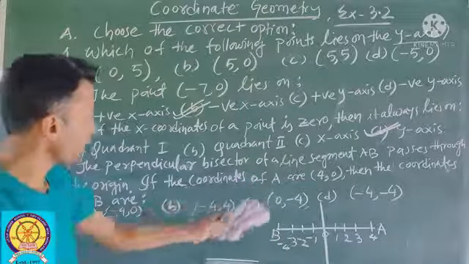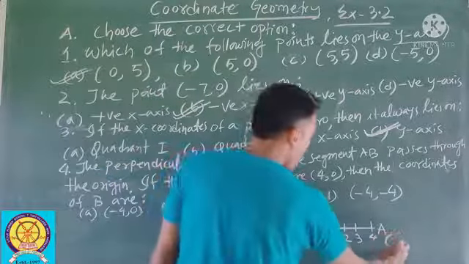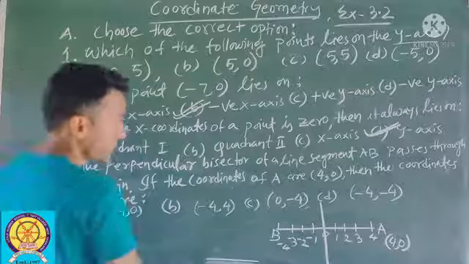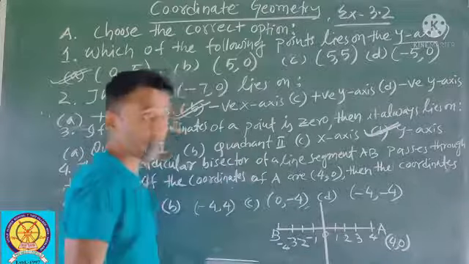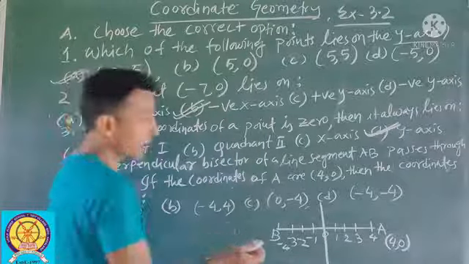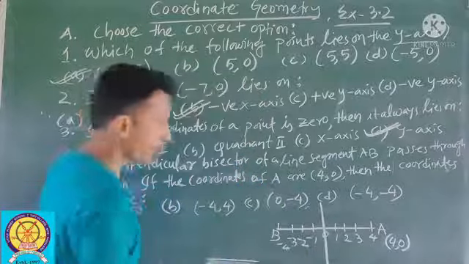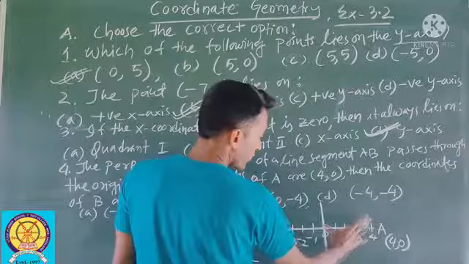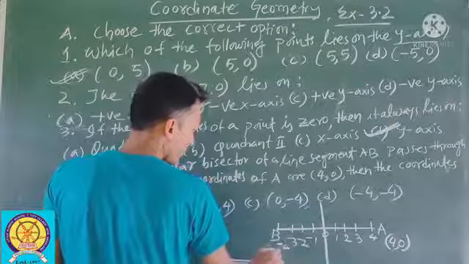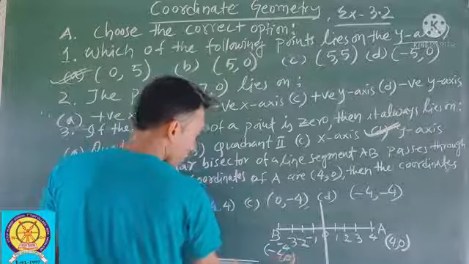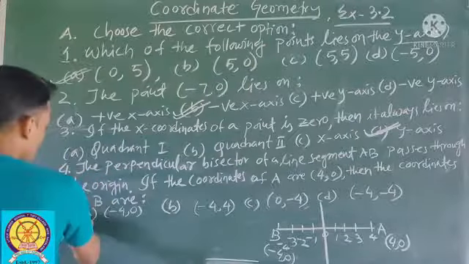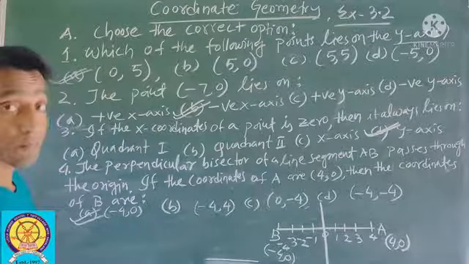If the coordinates of A are given (4, 0), then the coordinates of B are... When a perpendicular bisector is drawn, it divides the line segment AB into two equal parts. Okay, here x is 4, 1, 2, 3, 4. So there also it will be 4 units, 1, 2, 3, 4. So coordinates of B will be (-4, 0). So the correct option is (-4, 0). Your correct option is A.